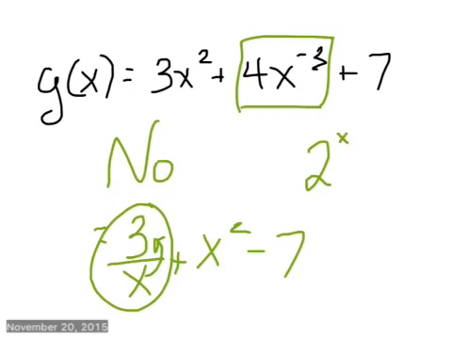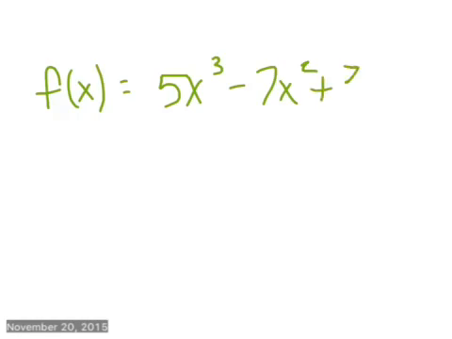You just put no. All right, so if that happens, you just put no. All right, let me give you another one just because. F of x equals 5x cubed minus 7x squared plus 3x minus 2.